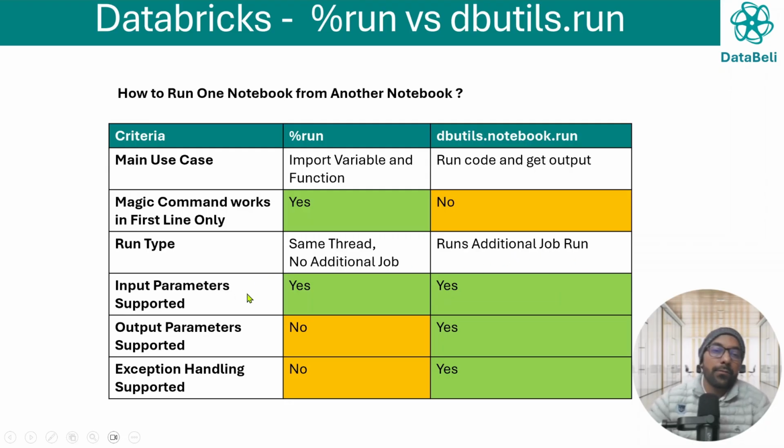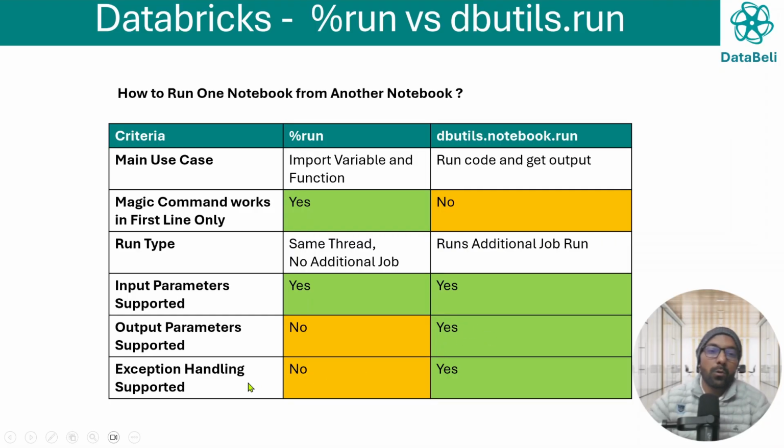In terms of input parameters, let's say we are running a second notebook and we want to pass some parameters to it, that is supported on both sides. And if we want to receive the output back from that notebook after execution, that is not supported in %run because it is not intended for that purpose, whereas it is supported in the second case. We will see how we can receive it.